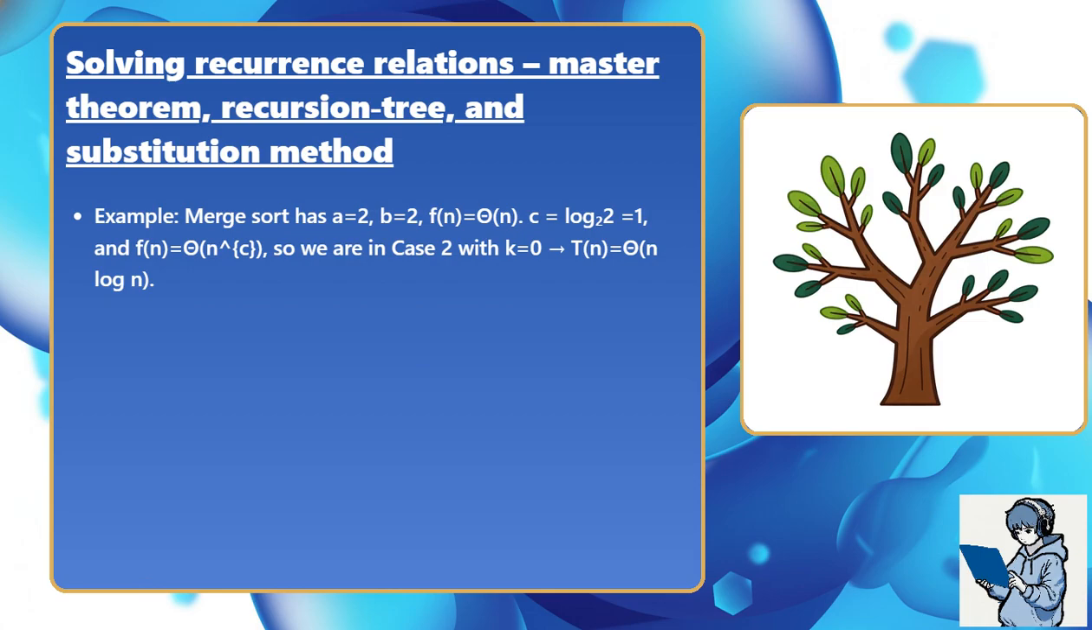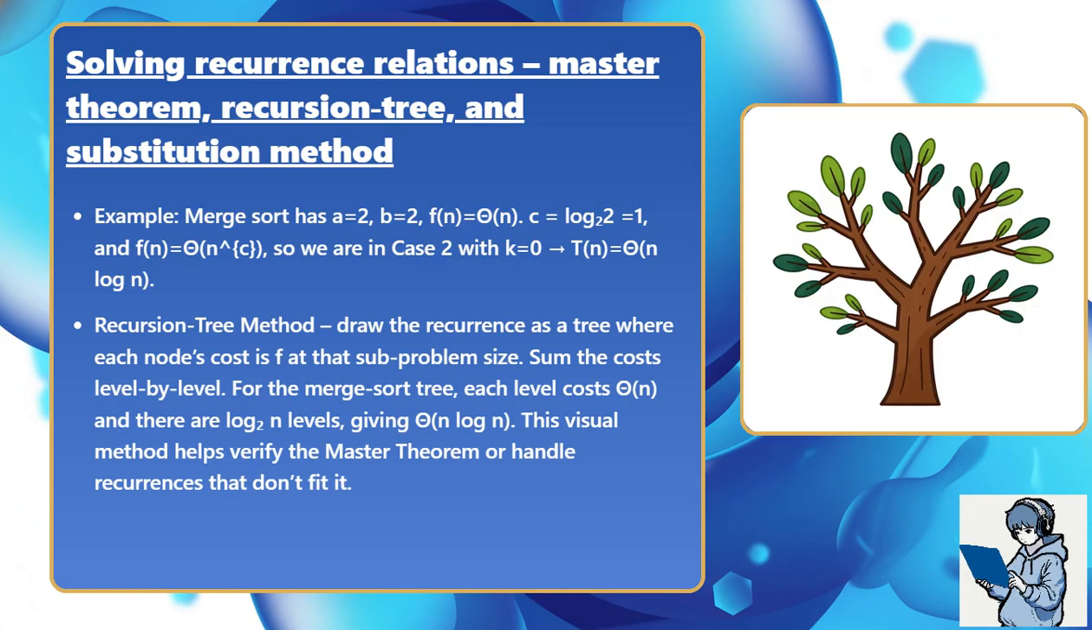Example: merge sort has a = 2, b = 2, and c = log base 2 of 2 = 1, and f(n) = Θ(n^c), so we are in case 2 with k = 0. Therefore, T(n) = Θ(n log n).